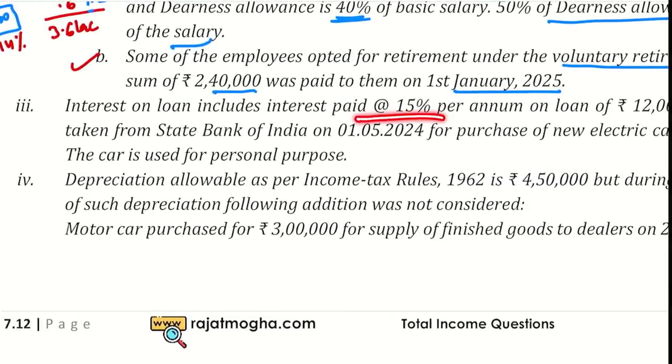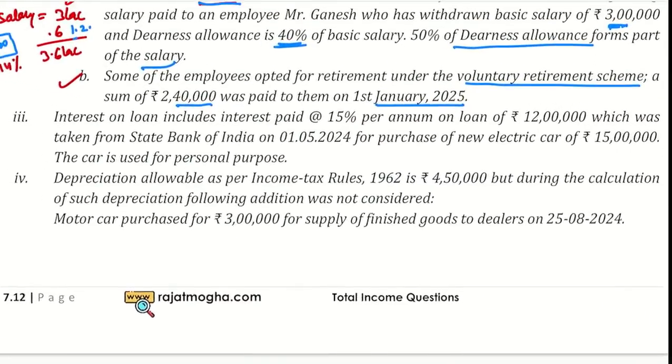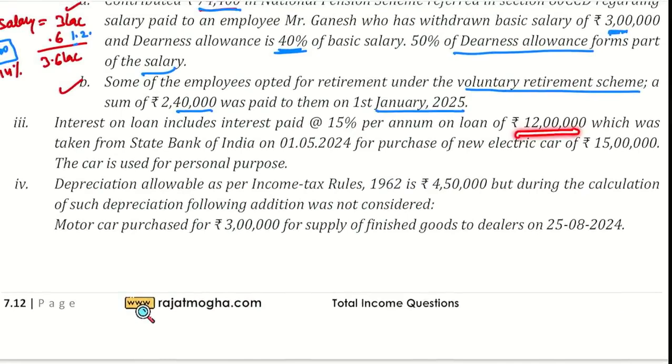Includes interest paid at 15% per annum on a loan of 12 lakh. So 12 lakh interest on loan, 15%, which was taken from State Bank of India on 1st May 2024 for purchase of a new electric car of 15 lakh. So we have purchased an electric car of 15 lakh, for which we have taken a loan of 12 lakh on 1st May 2024, at 15%.